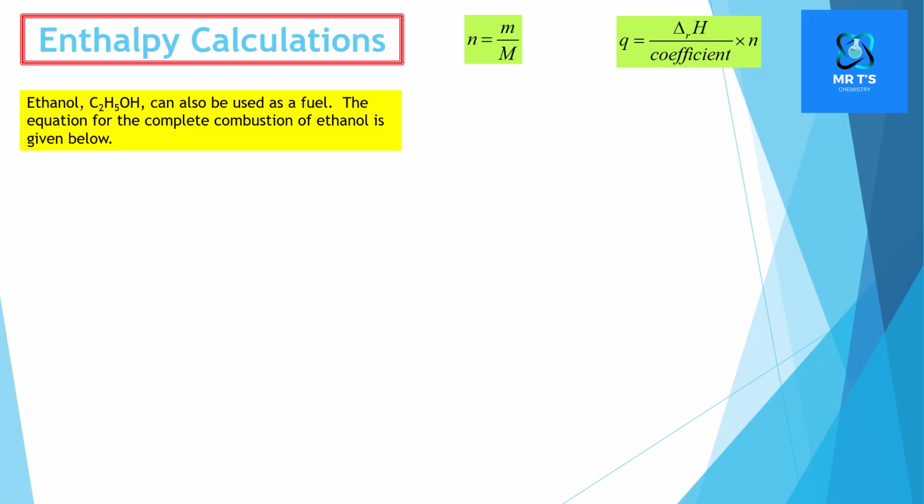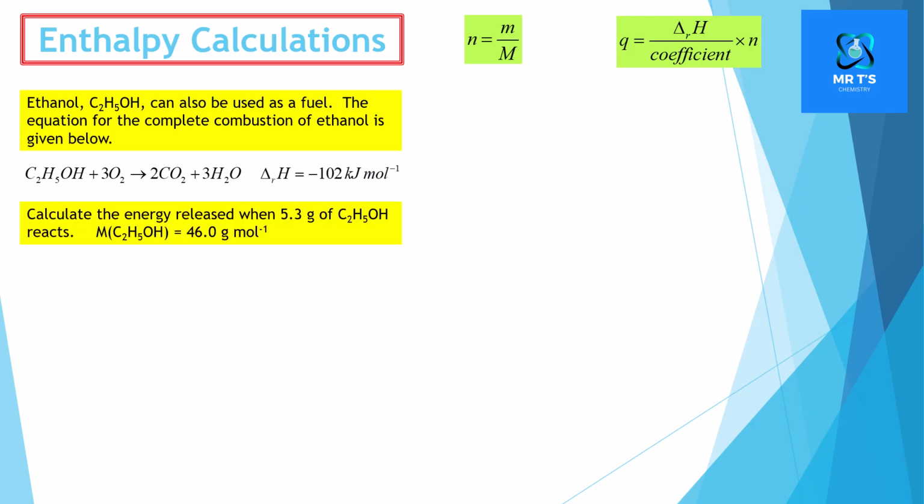So let's look at an example of a question. Ethanol, C2H5OH, can be used as a fuel. The equation for the complete combustion of ethanol is given below. There it is. We can see that this is an exothermic reaction. It's giving off heat. Now, what they want us to do for this question is calculate the energy released when 5.3 grams of ethanol reacts.